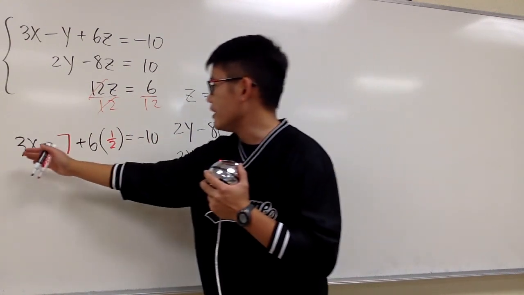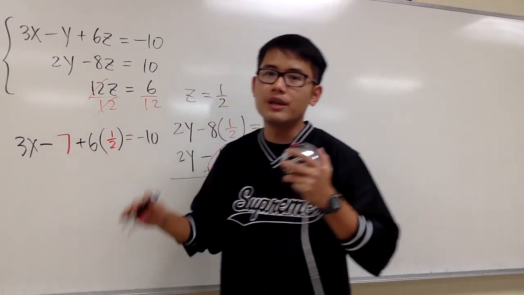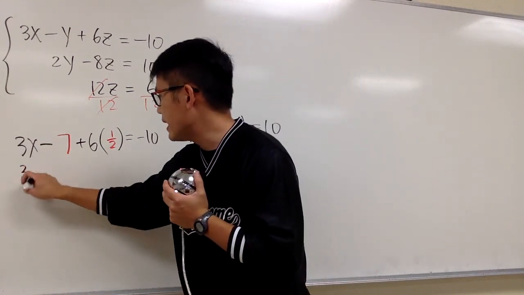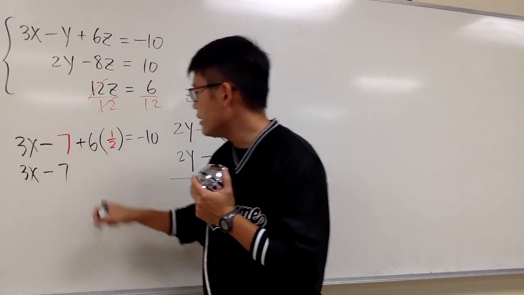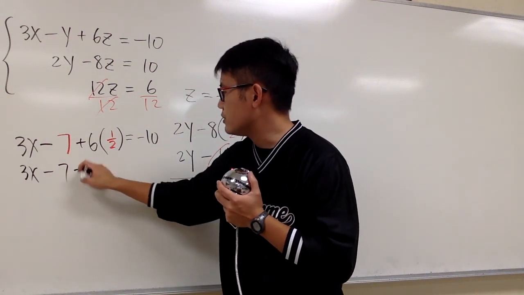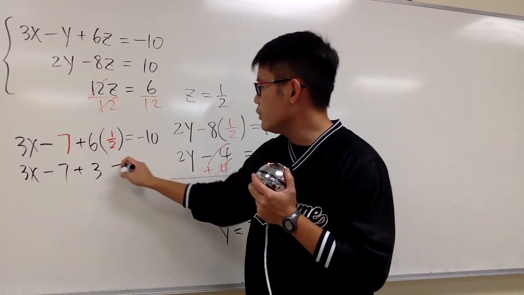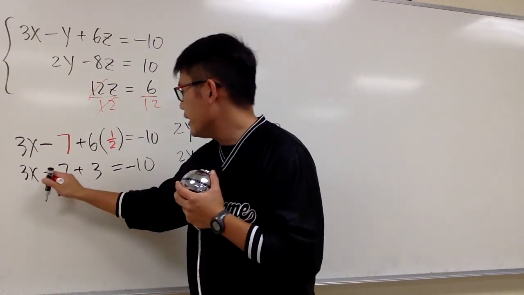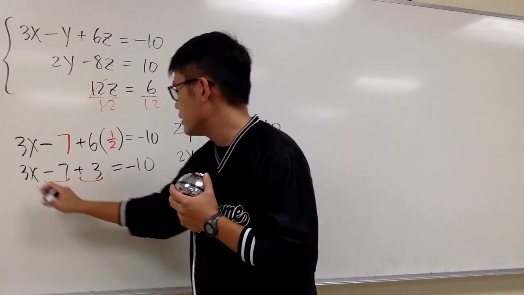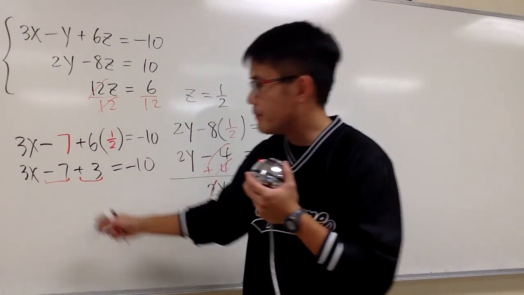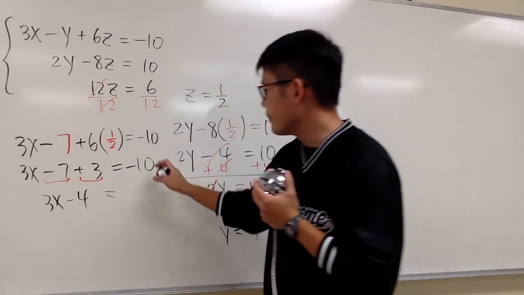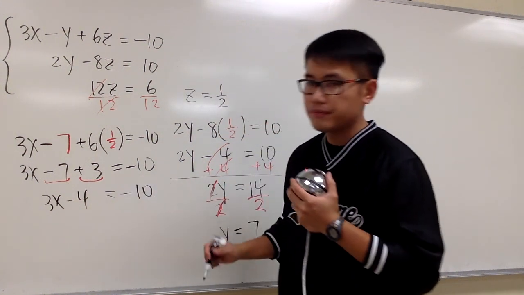Once again, we have an equation with just an x. So we can definitely solve for that equation. So here we have 3x. And this is minus 7. 6 times 1/2 is just plus 3, right? And this is equal to negative 10. And just keep going. Negative 7 plus 3, this is going to be minus 4. So we have 3x minus 4, and this is equal to negative 10.